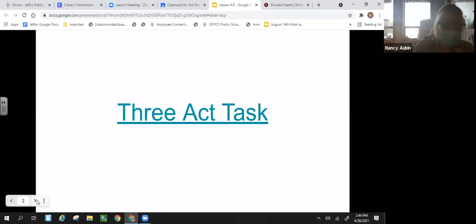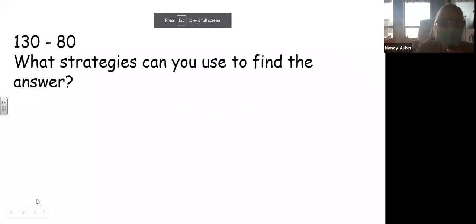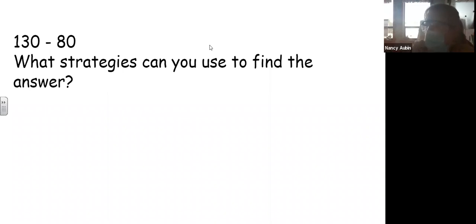So, in your math spiral, if you have a dry erase board, you can use that. Even though we're focusing on addition, this was one of our success criteria. What strategies can you use to find the answer to 130 minus 80? Go ahead and write the problem. Solve it in your math spiral. If you're at home and you're using a dry erase board, that's fine. You can hold that up. What strategies can you use to find the answer to 130 minus 80? There's more than one way.